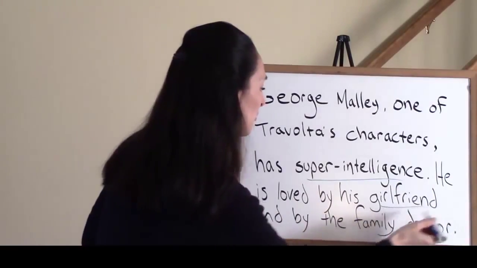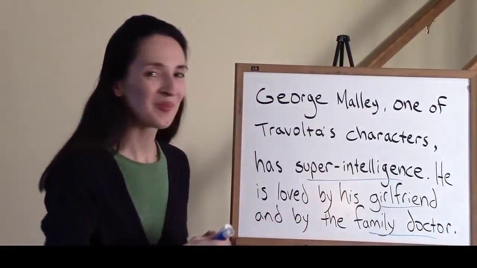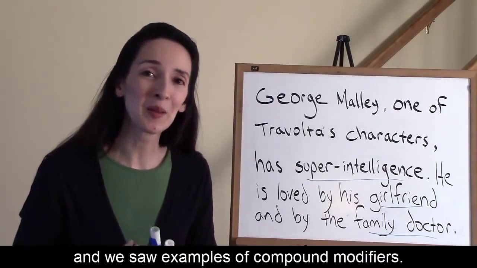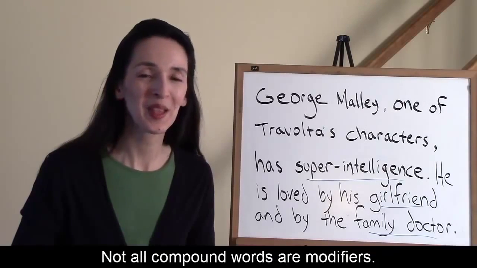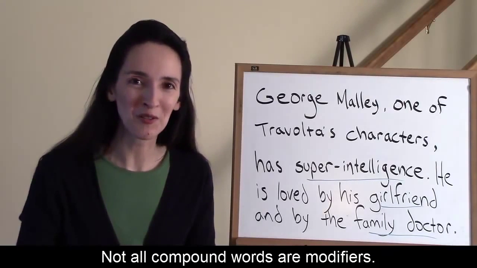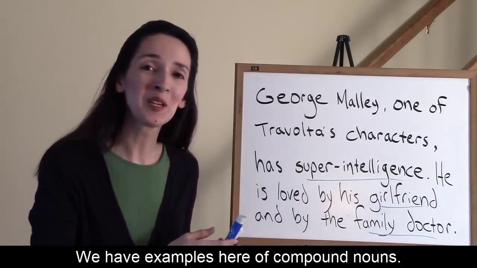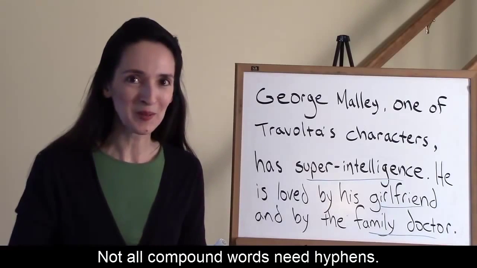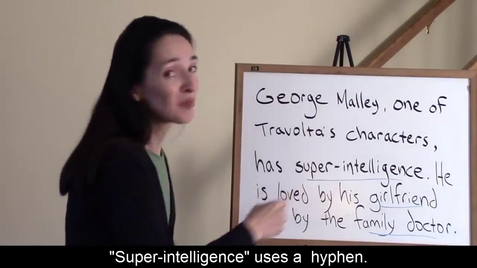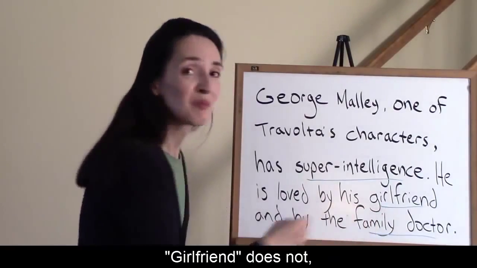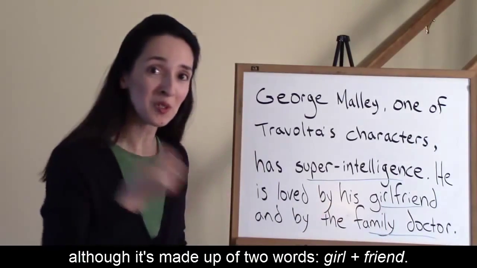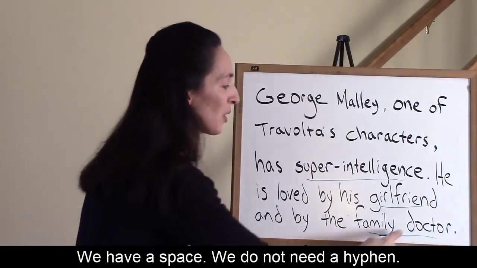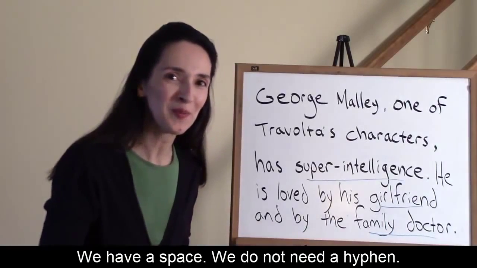Super-intelligence, girlfriend, family doctor. I told you that hyphens help us form compound words, and we saw examples of compound modifiers. Not all compound words are modifiers. We have examples here of compound nouns. Not all compound words need hyphens. Super-intelligence uses a hyphen. Girlfriend does not, although it's made up of 2 words, girl and friend. In here, family is a noun modifying doctor. We have a space. We do not need a hyphen.